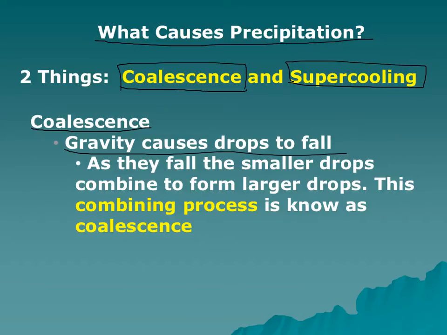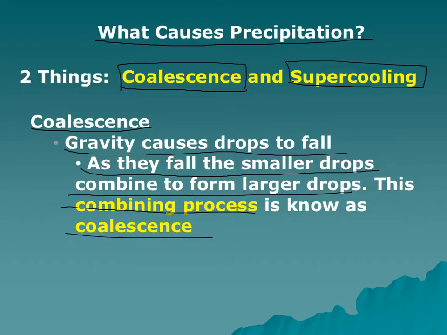Coalescence is like what happens if you're driving in a car during a rainstorm and you start watching the drops of water on the windows as they start heading down those windows. I used to love watching that as a kid. I still like watching it sometimes, but typically now I'm driving, and so watching a raindrop go down my windshield is not as safe as watching the cars around me. Anyway, gravity causes drops to fall. As they fall, the smaller drops combine to form larger drops. And this combining process is coalescence. So it's the small drops combining to form the large drops as they hit each other.